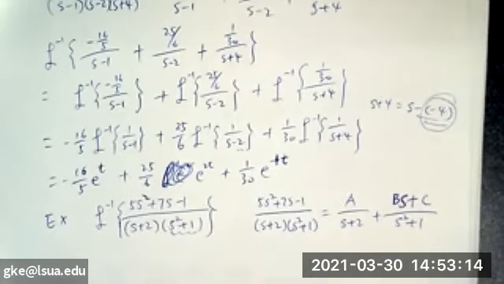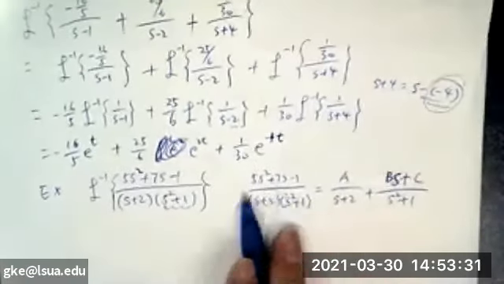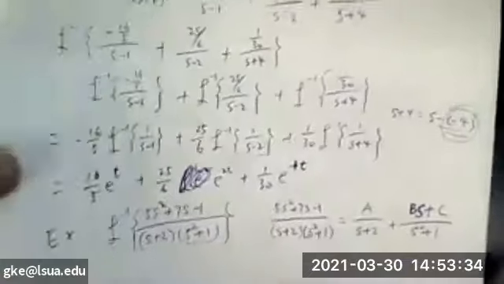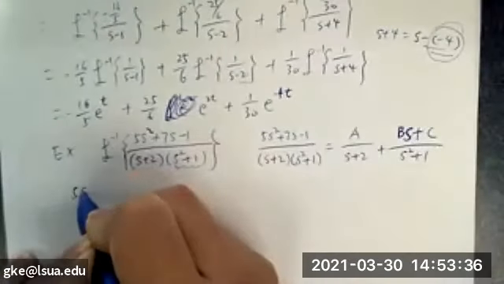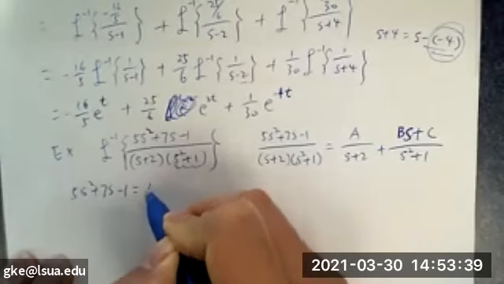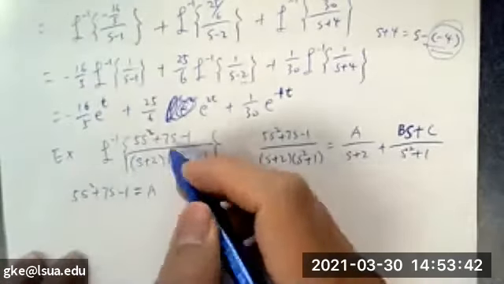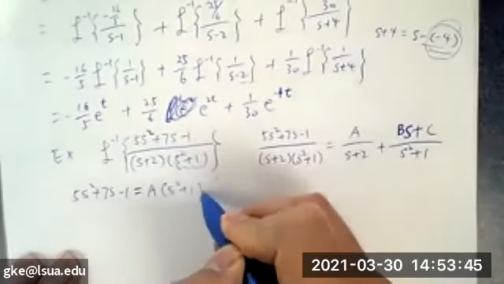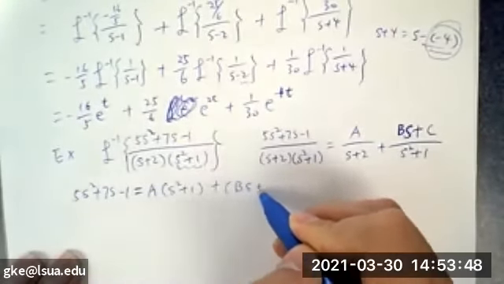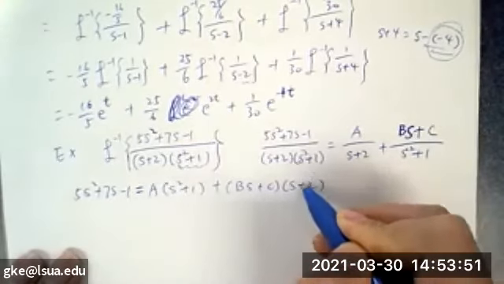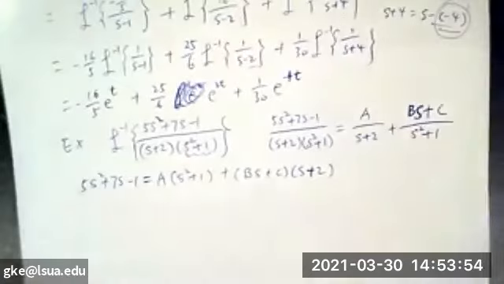Okay, I'm gonna write down the answer on the board. For this guy, we multiply the denominator for both sides, and we're gonna get what? A times s squared plus 1, plus Bs plus C times s plus 2.